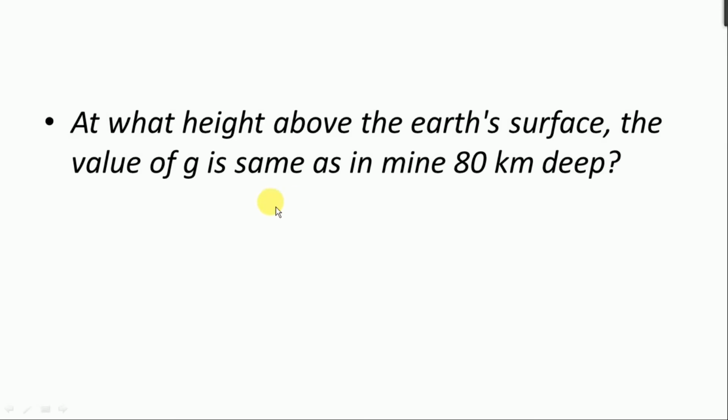So now you can try this question. At what height above the earth's surface is the value of g the same as in a mine 80 kilometers deep? So you'll use the same formula, g_h is equal to g_d. So using that you can find the height.